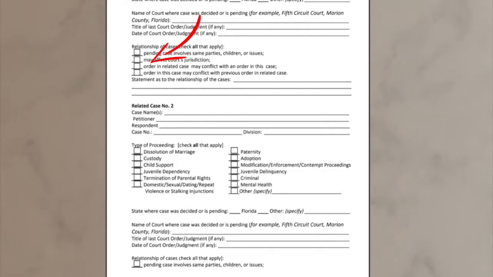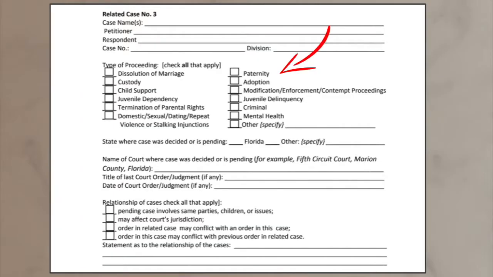And as you see, if you go down, a lot of this document is repetitive. It would ask you about each related cases you have. So under there, you'd put in the case name, the petitioner, respondent, the case number, and what particular division it is. Then you would also check off what type of case it is. Whether it's a dissolution of marriage, custody, child support, or any of the other options they give. If the related case is not here, you obviously have the other section. You can go ahead and fill that in right there.